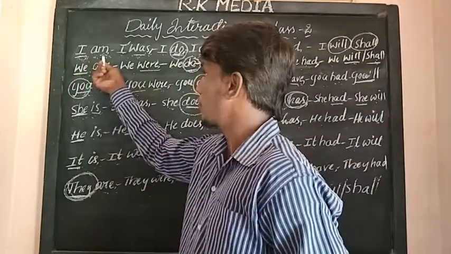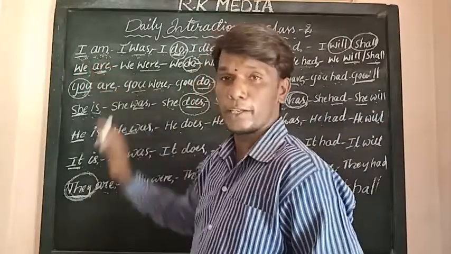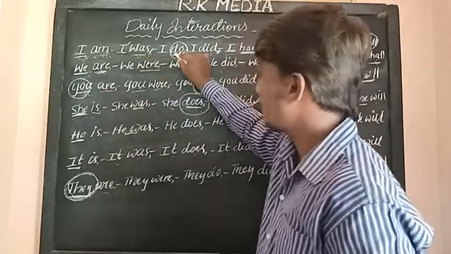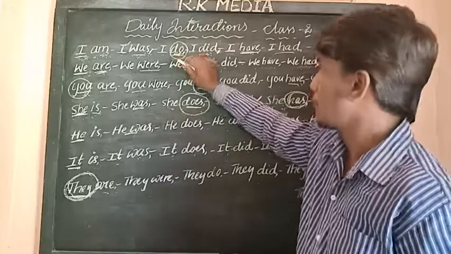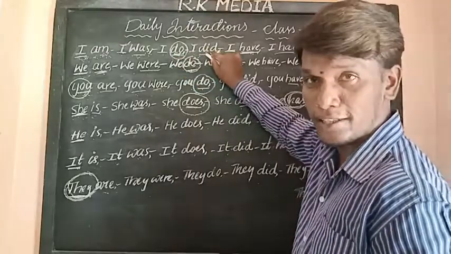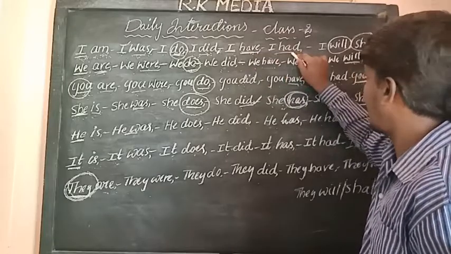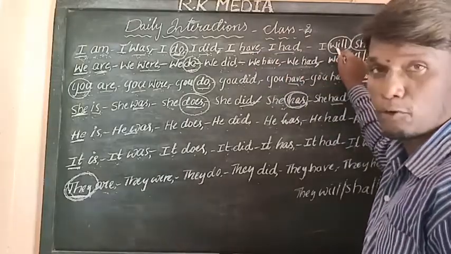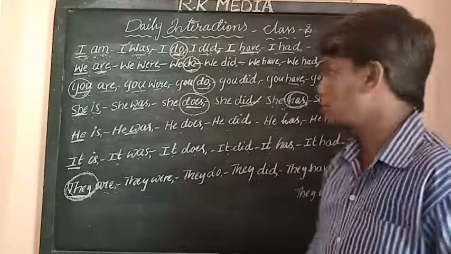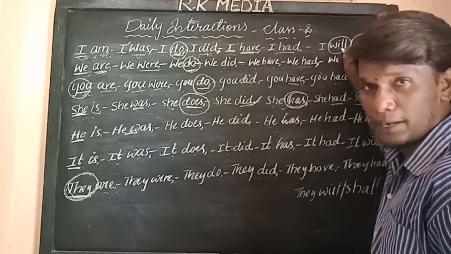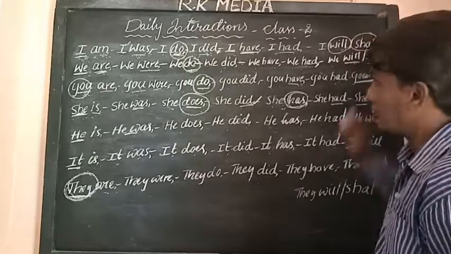Okay, I am, positive. I am not, negative. I was, positive. I wasn't, negative. I do, positive. I don't, negative. I did, positive. I didn't, negative. And I have, I haven't. I had, I hadn't. I will, I won't. Will plus not, won't, a contraction. And I shall, I shan't. Negative forms: I will, I won't, I shall, I shan't.